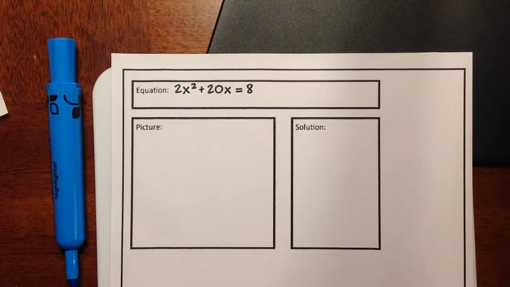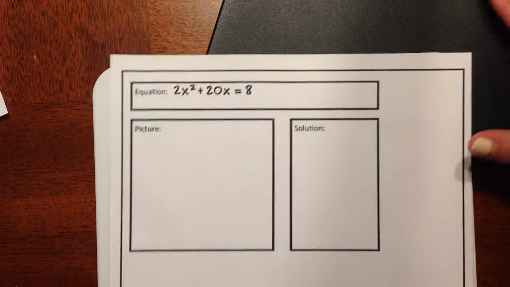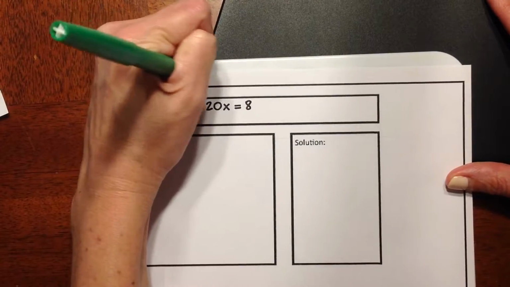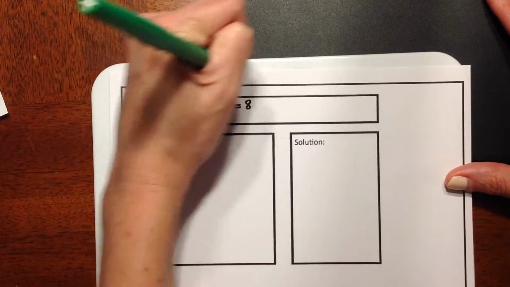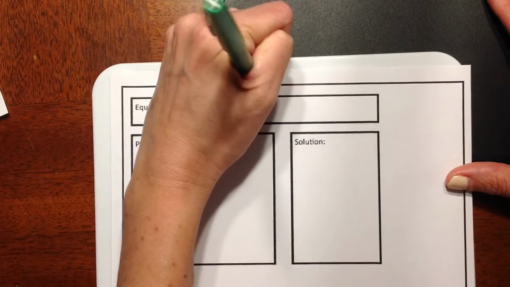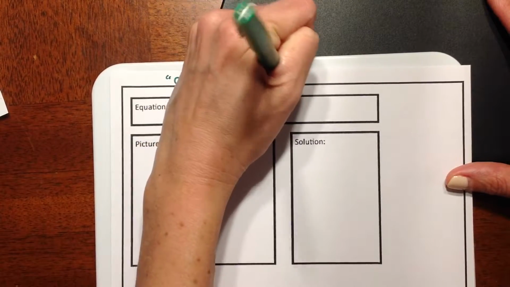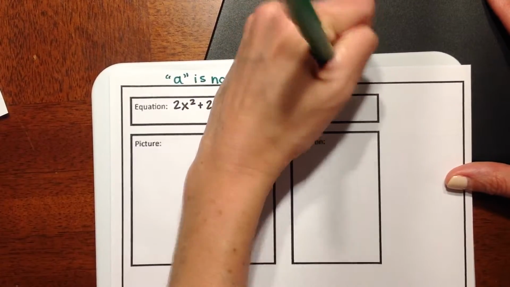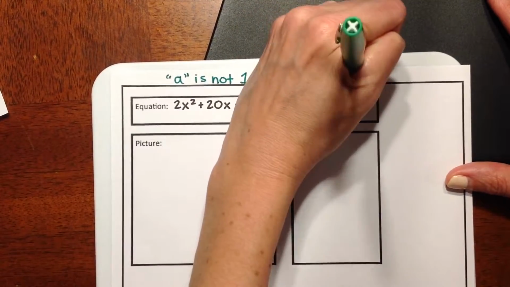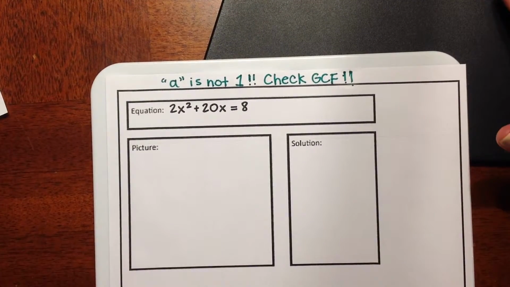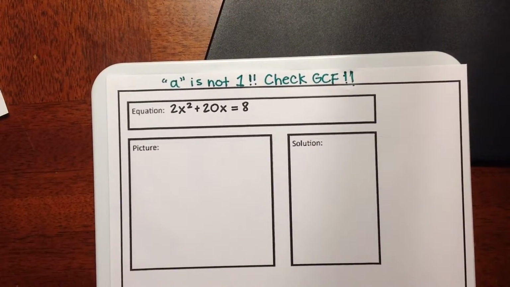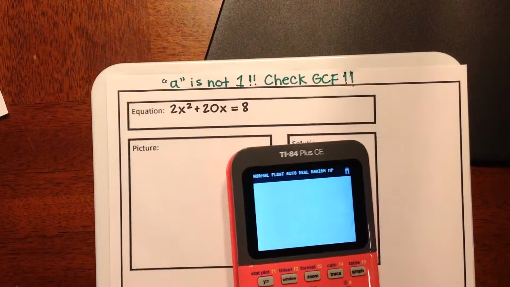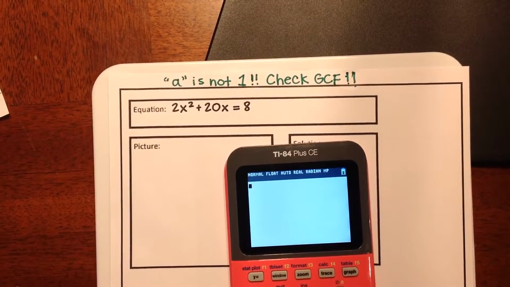Now I have 2x squared plus 20x equals 8. And I need you to note that your a coefficient is not 1, which means you need to check for your GCF. Okay, because we are factoring, we're completing the square, you need to make sure that you know what your GCF is. So I'm going to get my calculator, and just a reminder, check for your GCF.